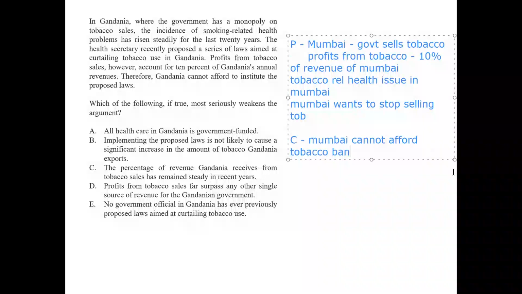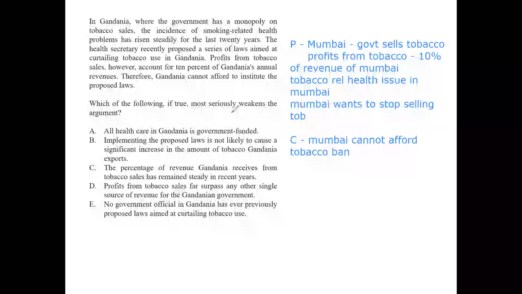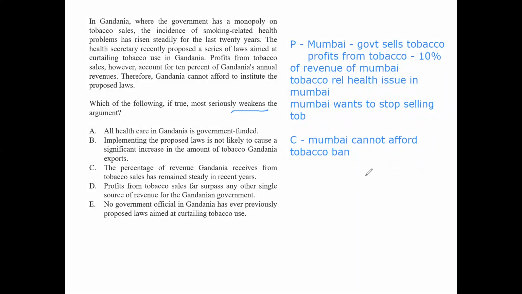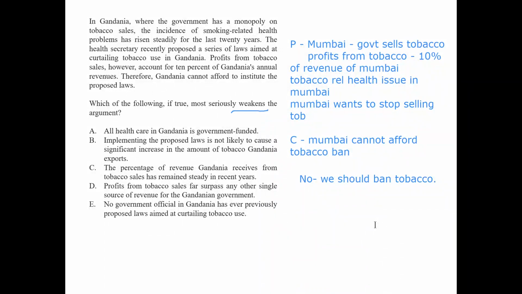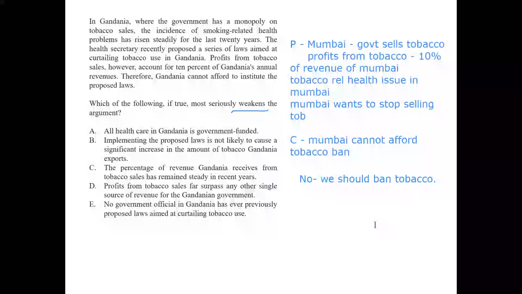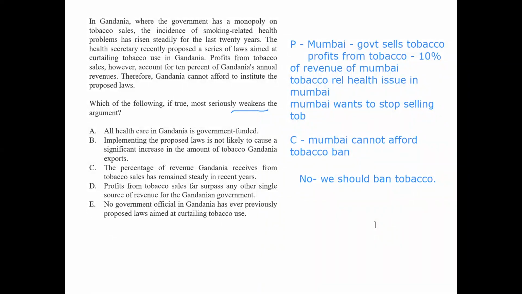Now the question is asking us to weaken the argument. Weakening an argument means we have to go against the conclusion given. The conclusion says that Mumbai cannot afford a tobacco ban. Now we have to say that no, we should ban tobacco. Why are you saying that we cannot afford a tobacco ban? We should ban tobacco. So find an answer that logically says that we should ban tobacco.